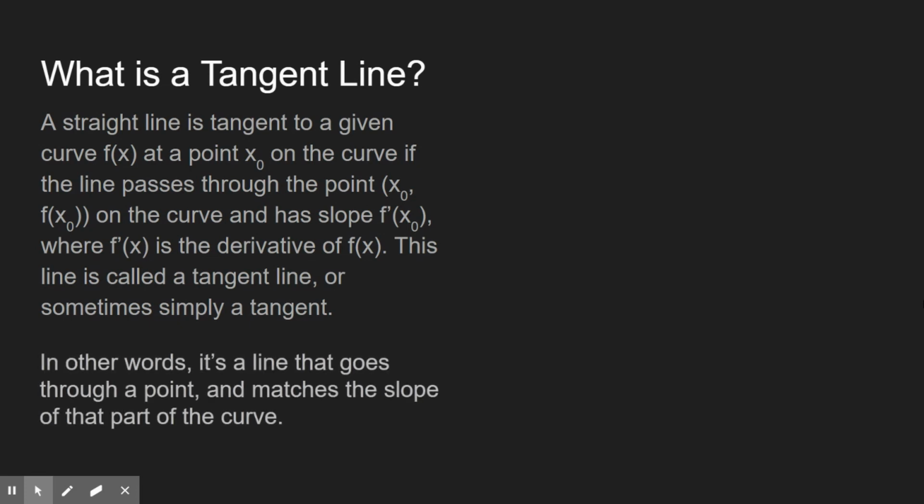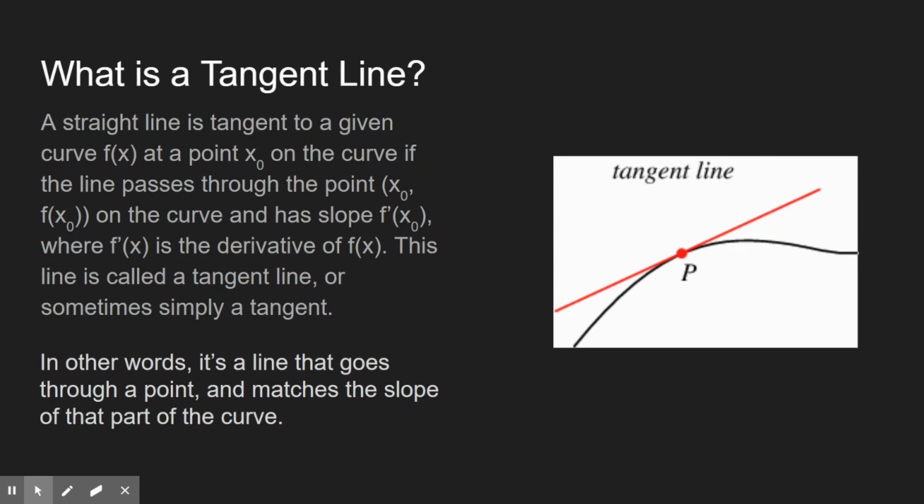In more straightforward words, it's a line that goes through a point, and that matches the slope of that part of the curve. Wherever the point is, it has a slope, it will match that slope. So here's an example image of what that would look like. You have this curve over here. You have a point P, and right at that point, the slope is represented by this red line. That is your tangent line.